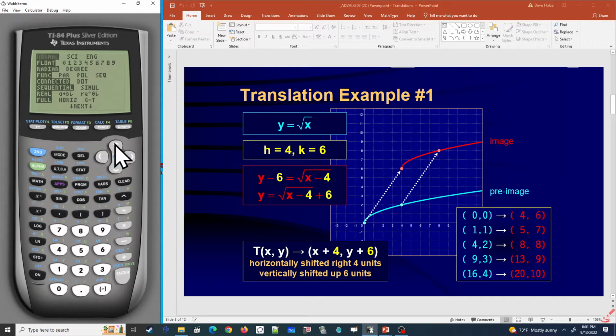I can either hit the up arrow to get to the second screen and work all my way up, or I could have gone down. I'm going to switch over to classic. I'm going to hit enter. If I need to be done with this screen, I'm just going to hit second, and then mode, which is quit. Then I can go back to my y equals, and you'll see that my radicand is going to be enclosed by parentheses, and the plus 6 will be outside.